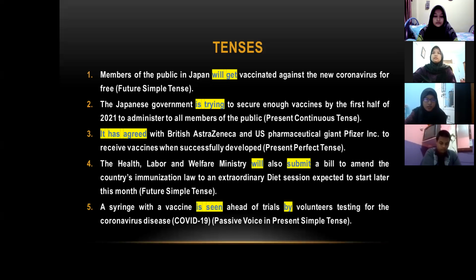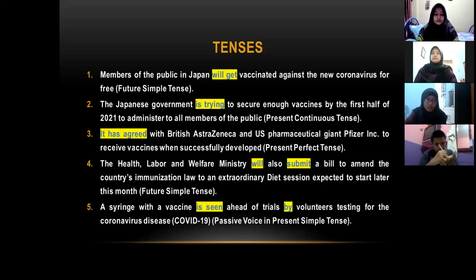And then next is number 4. The Health, Labor and Welfare Ministry will also submit a bill to amend the country's immunization law to an extraordinary diet session expected to start later this month. So this uses the future simple tense because the formula is will plus verb 1.